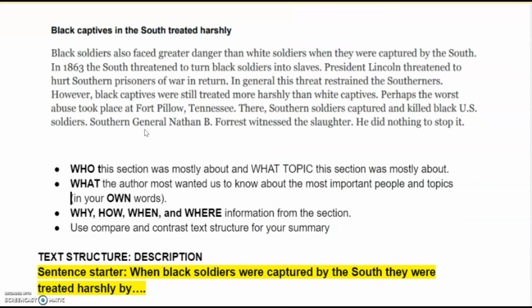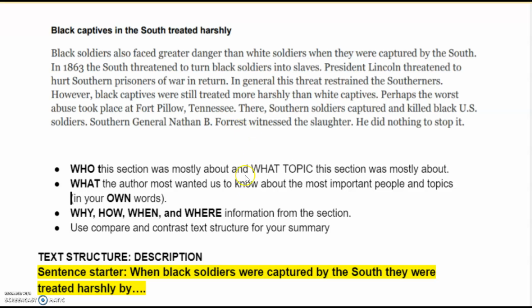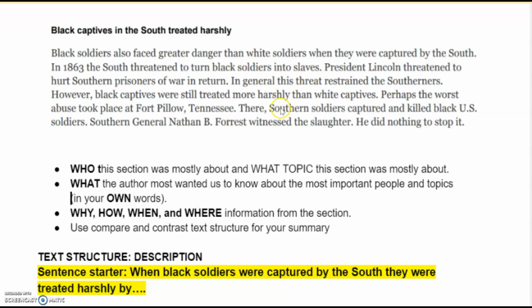The reason why I'm going over this is because you are going to do something similar in your exit ticket. You are going to read a section of the text. Again, you are going to follow the criteria for success. And at the bottom, guys, please pay attention. I'm giving you a sentence starter, and I'm giving you the text structure to use to write your summary. Okay? Good luck. I know you can do it, and I'm so excited to look at your work later.